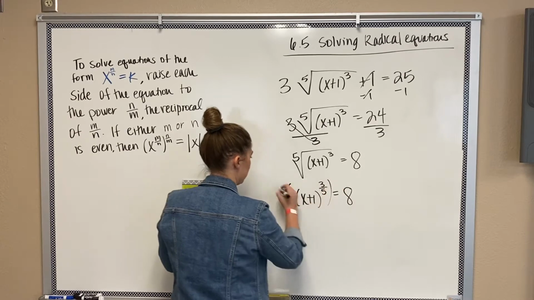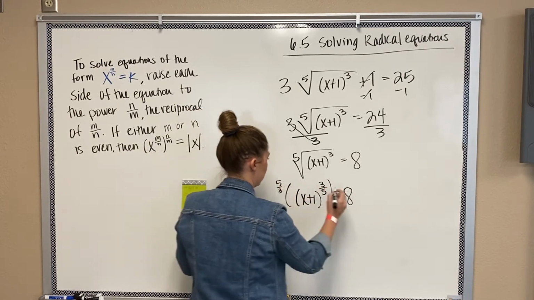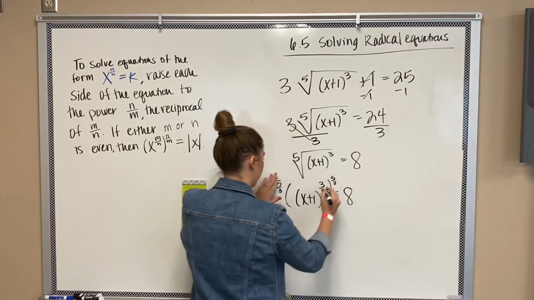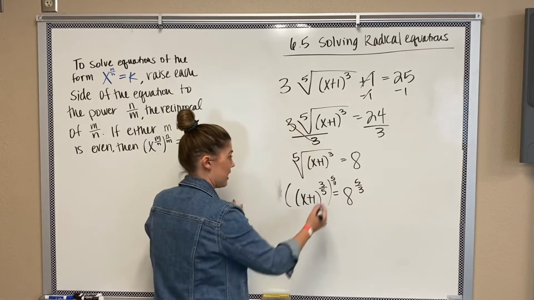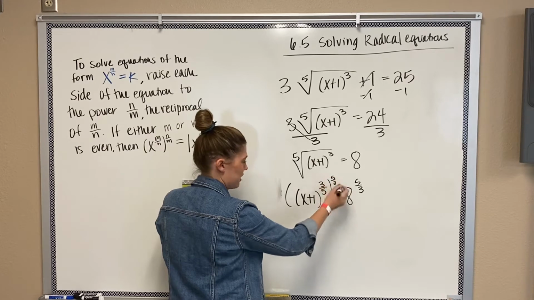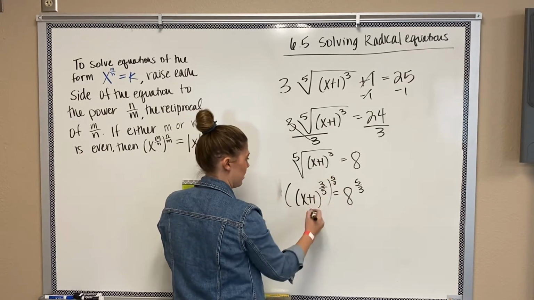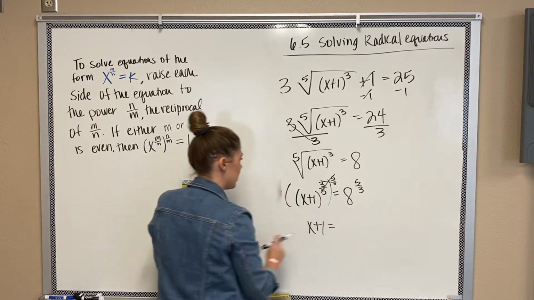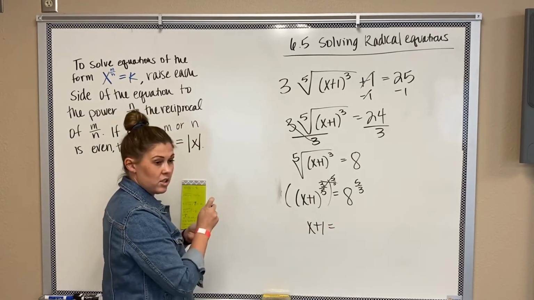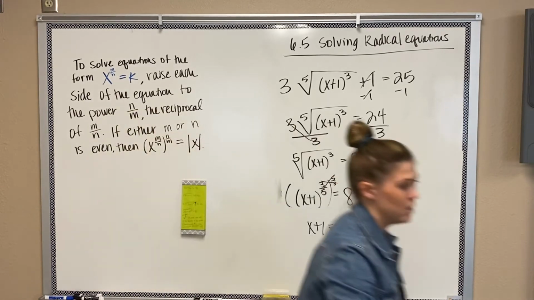Okay, so we're going to raise this to the 5 over 3, and then raise the 8 to the 5 over 3. Remember that just cancels, 3 cancels, 5 cancels, so then over here we just have our x plus 1 equals, so now we need to figure out what 8 to the 5/3 power is.